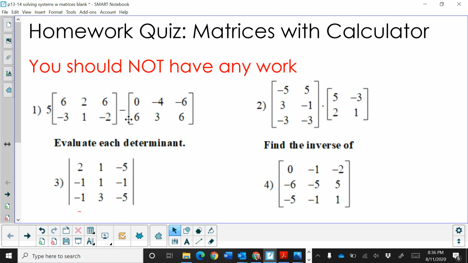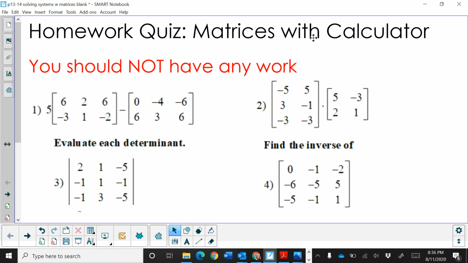And just to review it, you can stop the video at any point and review, but you've got adding and subtracting, or scalar multiplication with subtraction. You've got multiplying two matrices. You've got finding a determinant. And remember, the little absolute value bars mean determinant. And then finding the inverse.